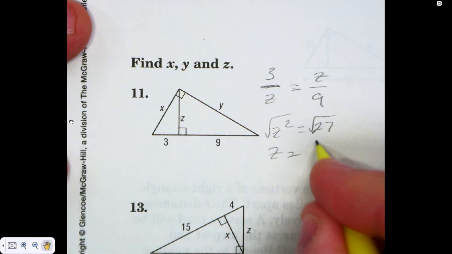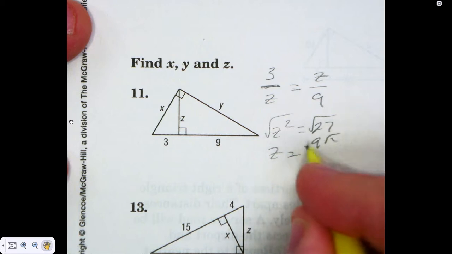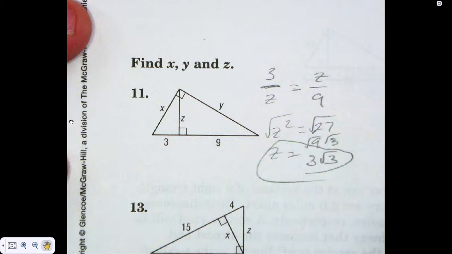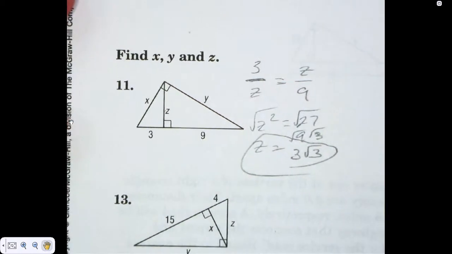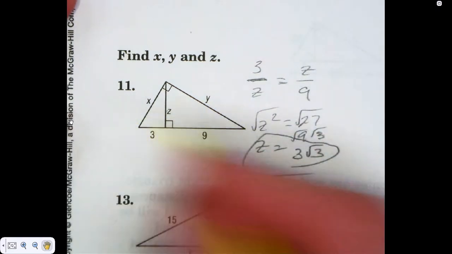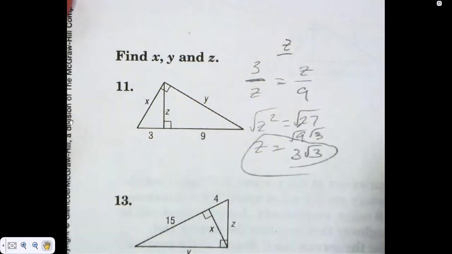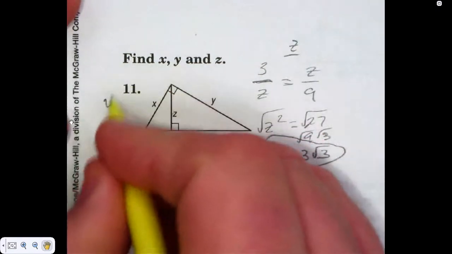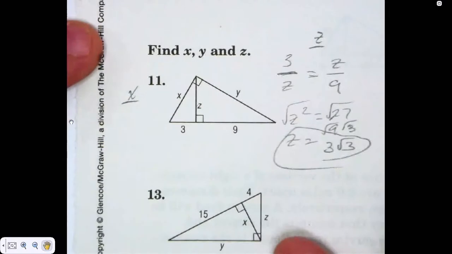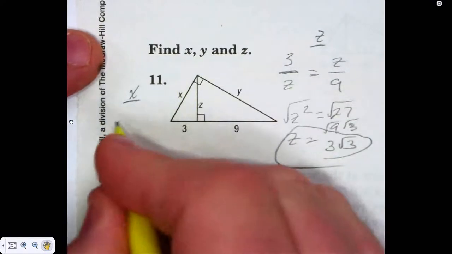Well, that's the square root of 9 times the square root of 3, so that's 3 square roots of 3. Correct? Now you know why we went over square roots, huh? Something we're going to use all this chapter. Now, so I found z. This was to find z. Now let's find x. So that means let's make x our geometric mean.